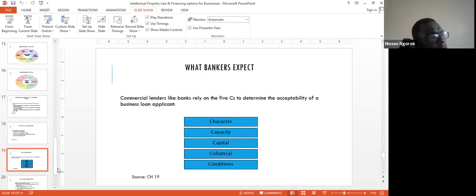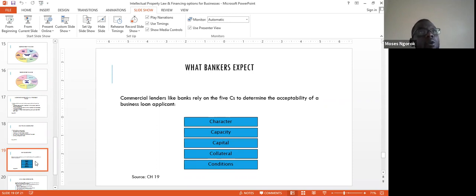Now, banks. When you're dealing with banks, this is debt financing. What are banks looking at? So you go before a bank. Commercial lenders like banks rely on the following criteria. This is not exhaustive, but generally speaking, they look at your character. They will do a search and say, how's this one's character? Have they been paying back other banks that have lent to them, or other financiers?